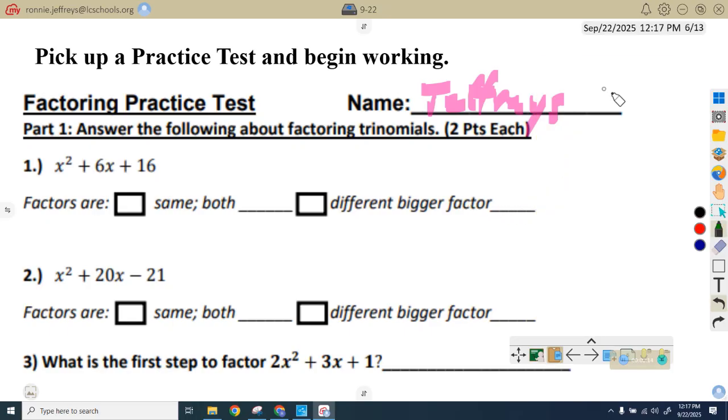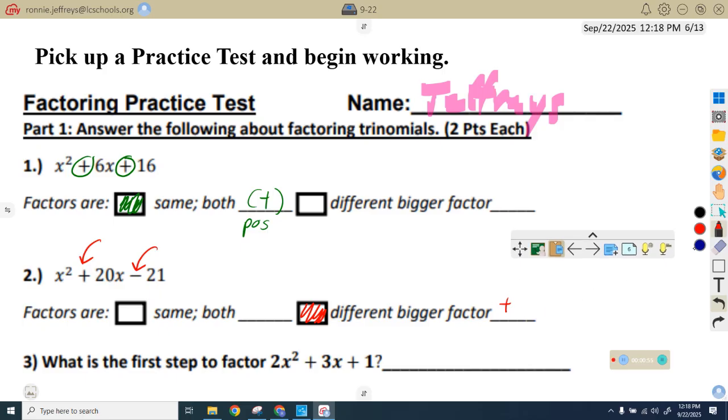Alright, so we're going over our last review. First 3 questions are going to be concept questions, like this. This tells us that they're both the same. This tells us they're both positive. Remember you could write a plus. Because our C is negative, this tells us they're different. This tells us our bigger factor is positive. Okay?